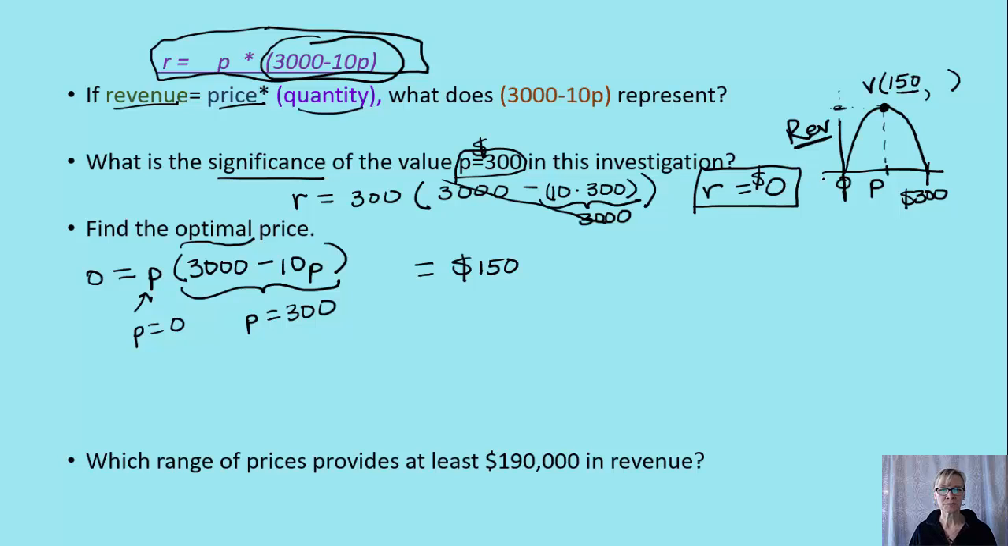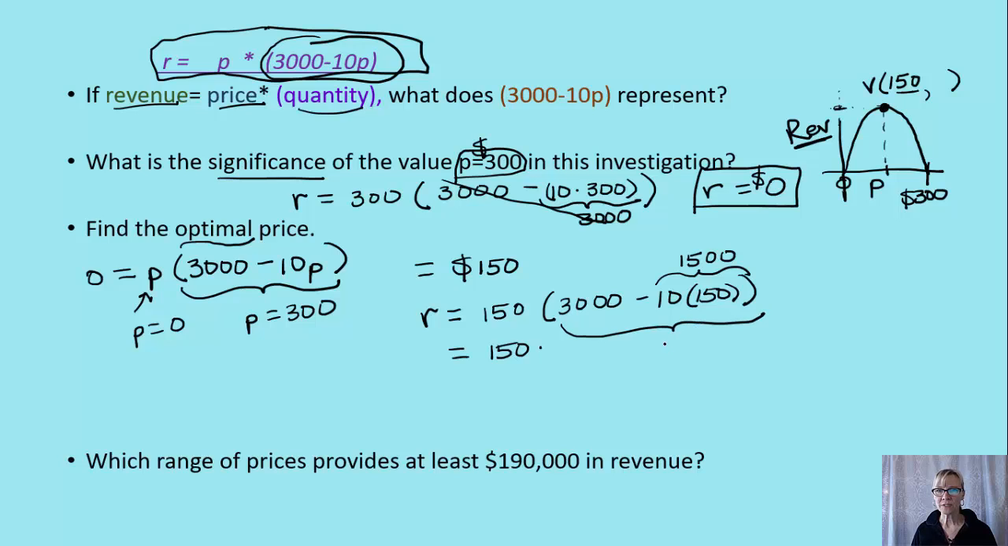Now it doesn't ask for what the maximum revenue is, but let's go ahead and calculate it just to make sure we're good at that. Remember, there's a revenue function. The revenue is a function of the price, so let's plug in 150. Let's simplify this and see what we've got. 10 times 150 is just 1,500. If we subtract that from 3,000, we get 1,500.